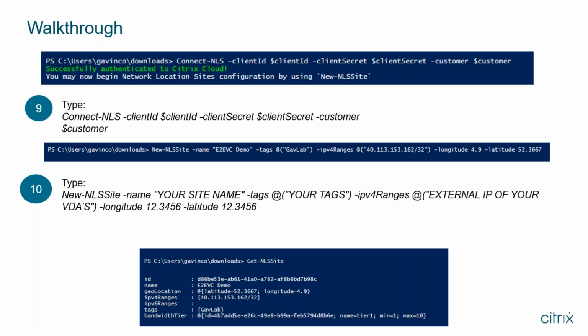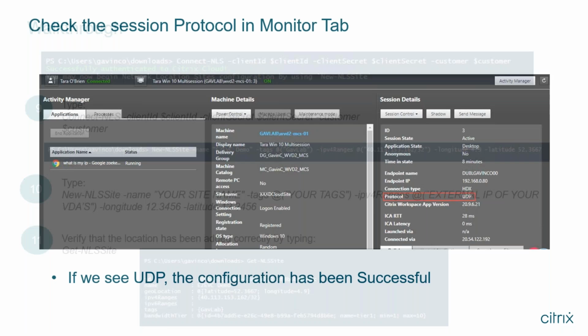Once that is processed, then we can check that by doing a Get-NLSSite. And once we do that, that should populate back any NLS sites that you have configured. So we can have multiple NLS sites if we need to. And that's the way that we can verify what NLS sites are currently set up in that account.